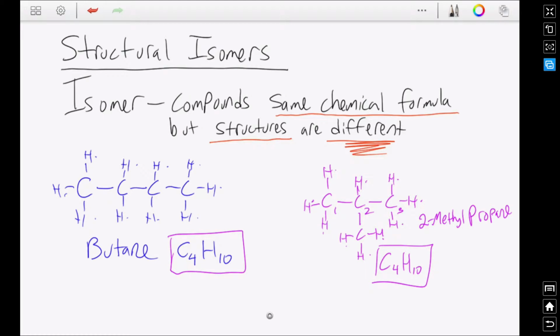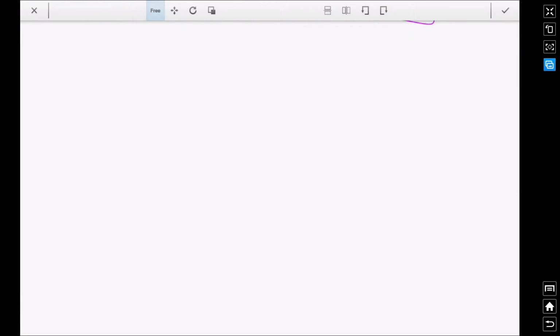The isomers have different properties, both in their reactivities and some of their physical properties as well. As an example, 2-methyl propane has a lower boiling point than butane does. And that has something to do with the way that the molecules are arranged. The 2-methyl propane molecules are slightly less attracted to each other than the butane molecules are attracted to other butane molecules.